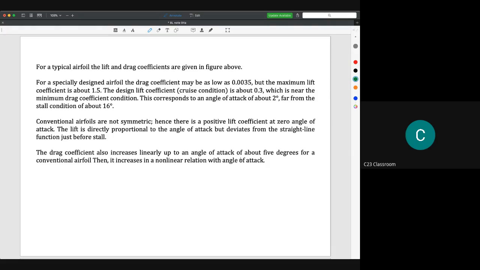Conventional airfoils are not symmetric, hence there is a positive lift coefficient at zero angle of attack. The lift is directly proportional to the angle of attack but deviates from the straight line function just before stall. The drag coefficient also increases linearly up to an angle of attack of about 5 degrees for a conventional airfoil. Then it increases in a non-linear relation with angle of attack.